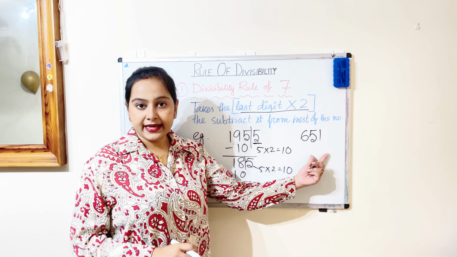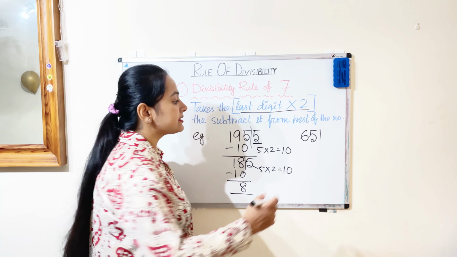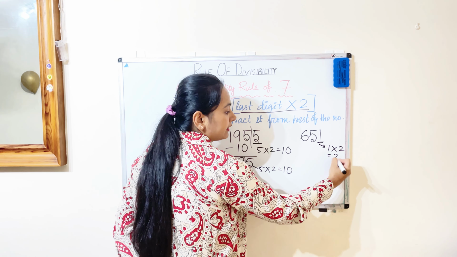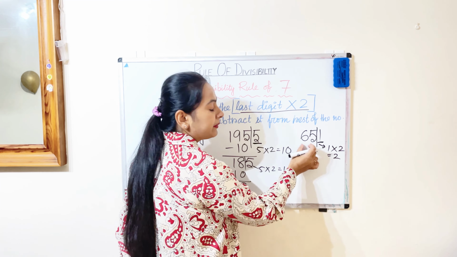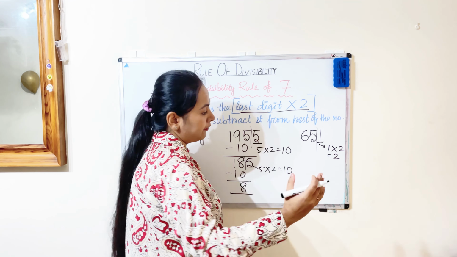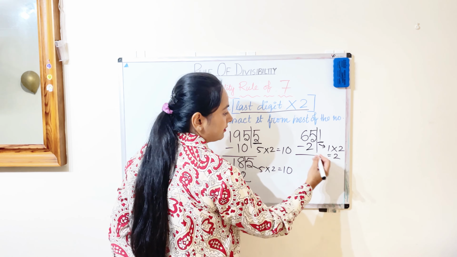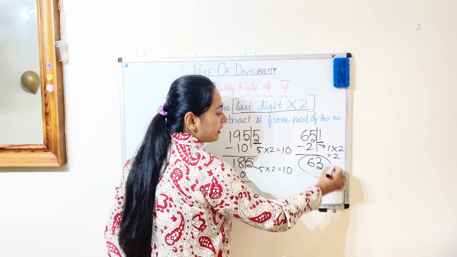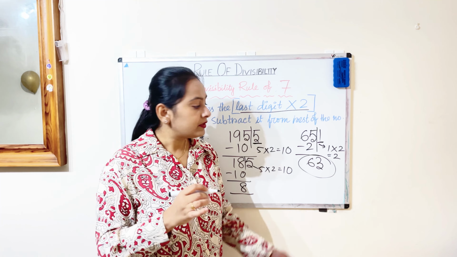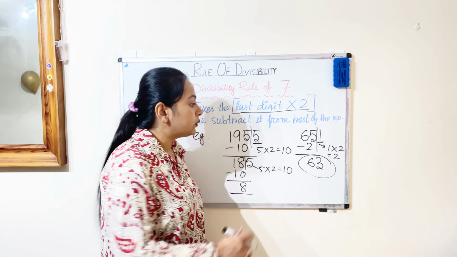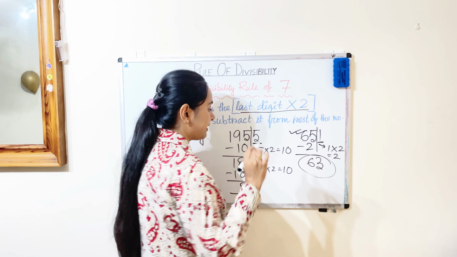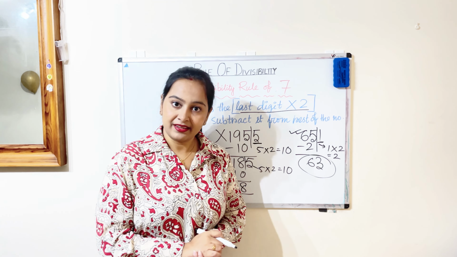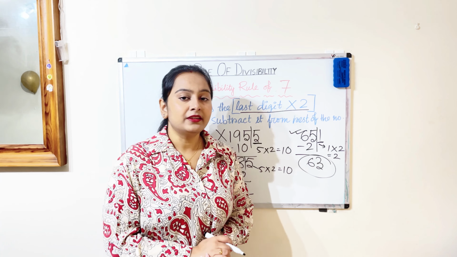Now the second example, 651. Take the last digit, that is 1. Multiply it by 2. Then subtract this 2 from the rest of the number, that is 65. If we subtract 2 from 65, what are we getting? 63. So 63 comes in the table of 7, so that number should be divisible by 7. So this 651 is divisible by 7, but 1955 is not divisible by 7. Right? I hope all of you understood the rule of 7.